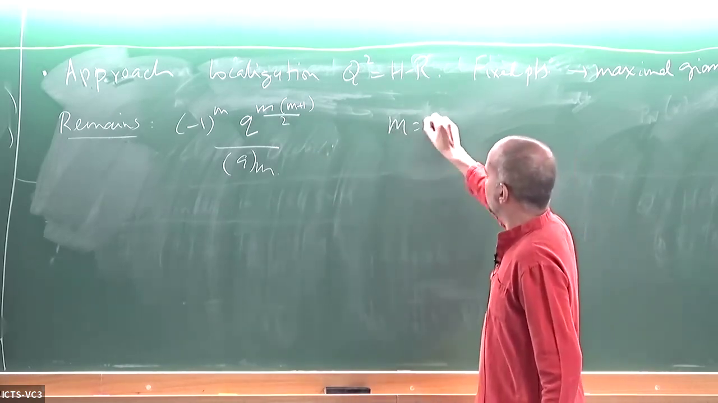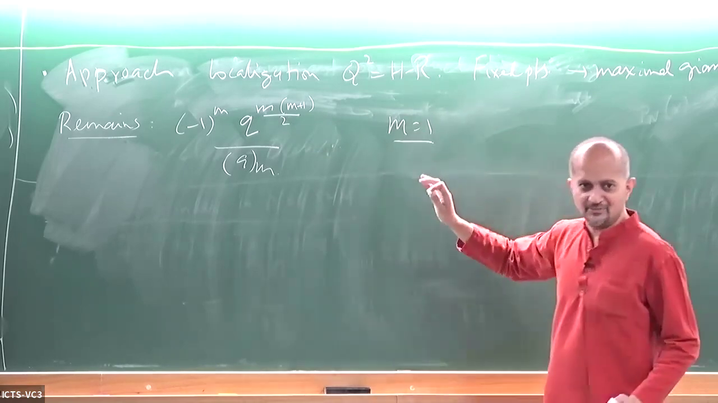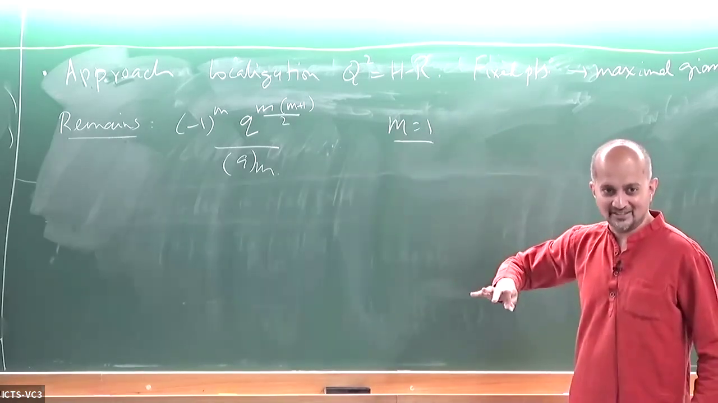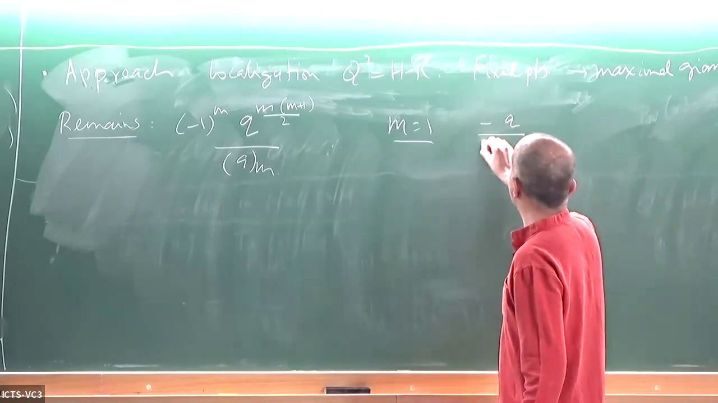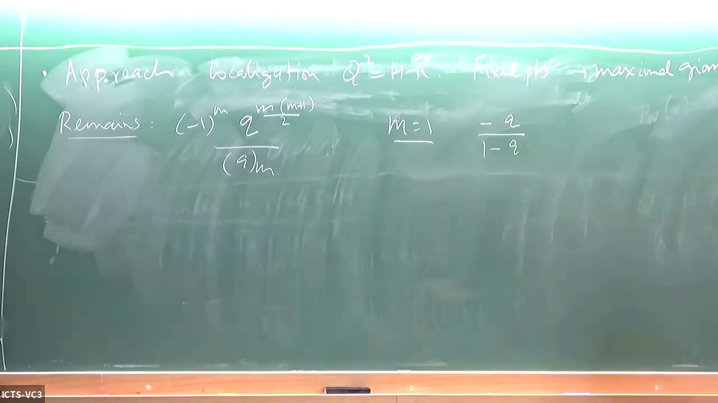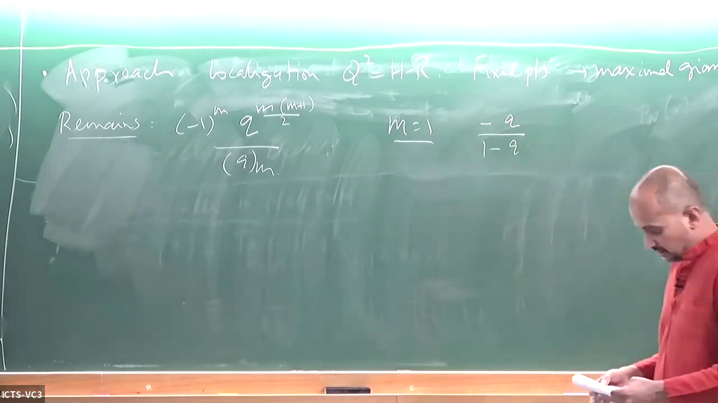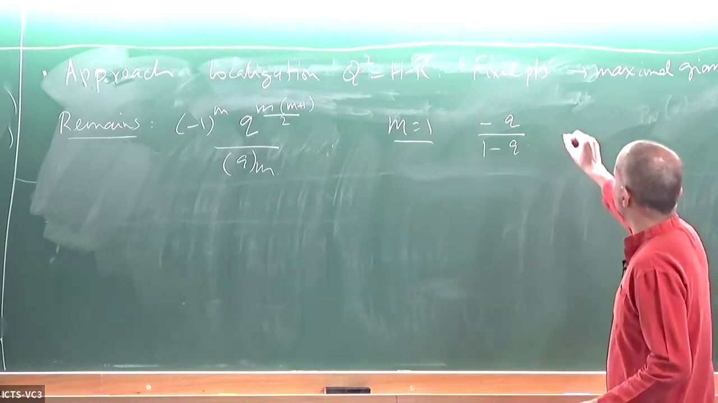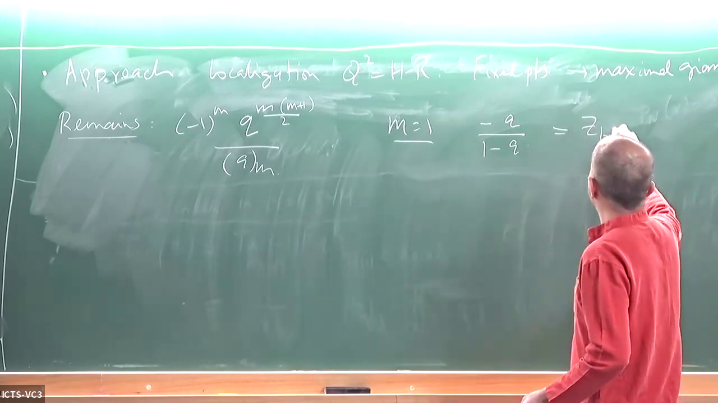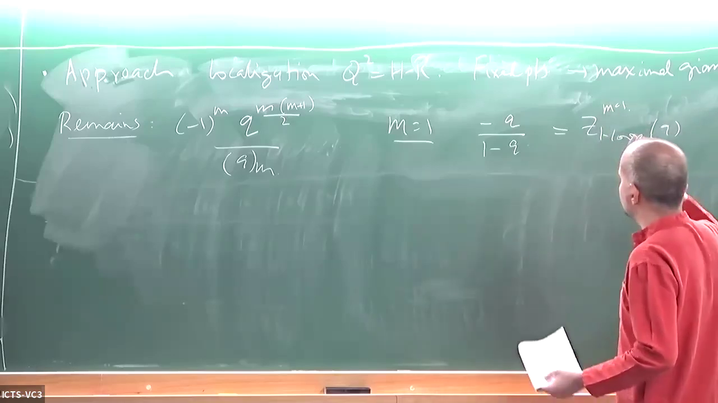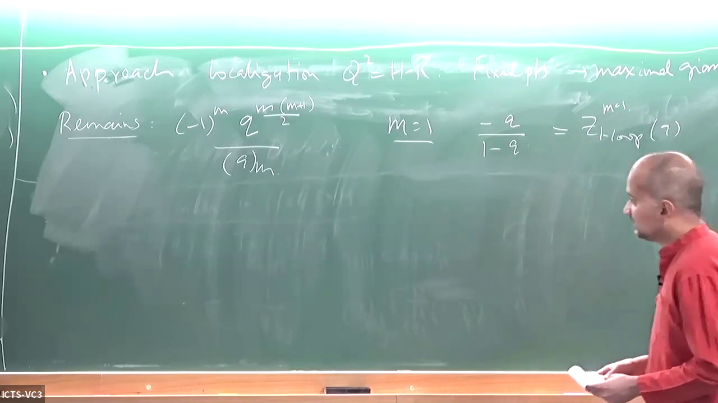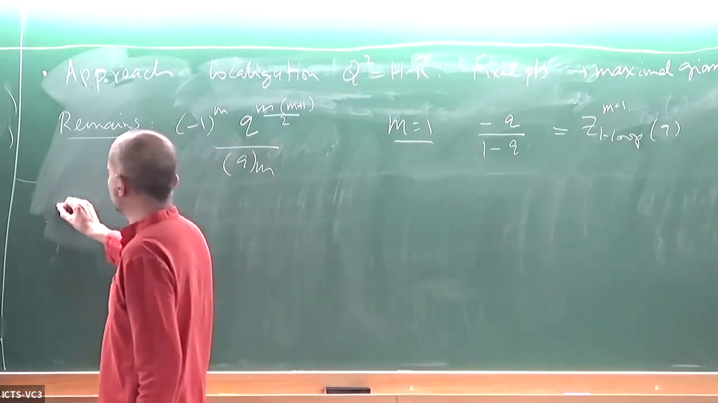Let's go to m equal to 1. First, let me just analyze the fluctuations before adding the localizing term. The fluctuation for m equal to 1 is just minus q over 1 minus q. Sorry, Loga, did you have a question? Okay, so I want to show that this is equal to Z one loop of m equals 1, the index of that. First, let me analyze the fluctuations of one giant.